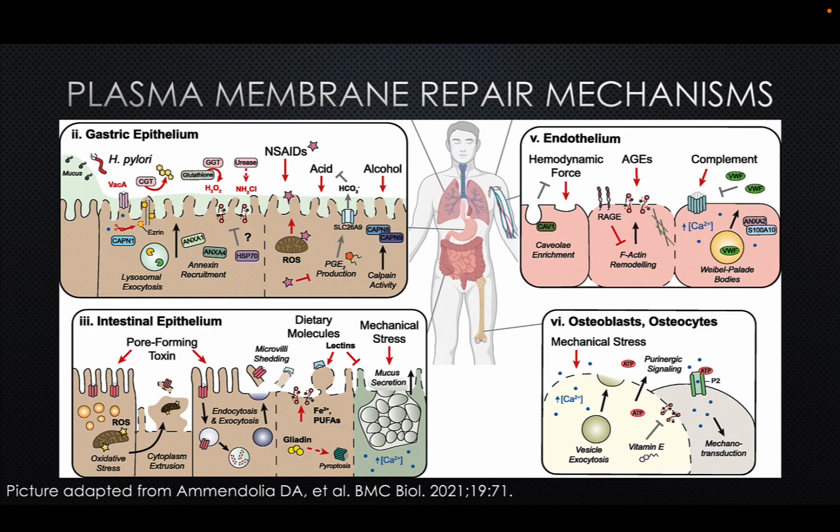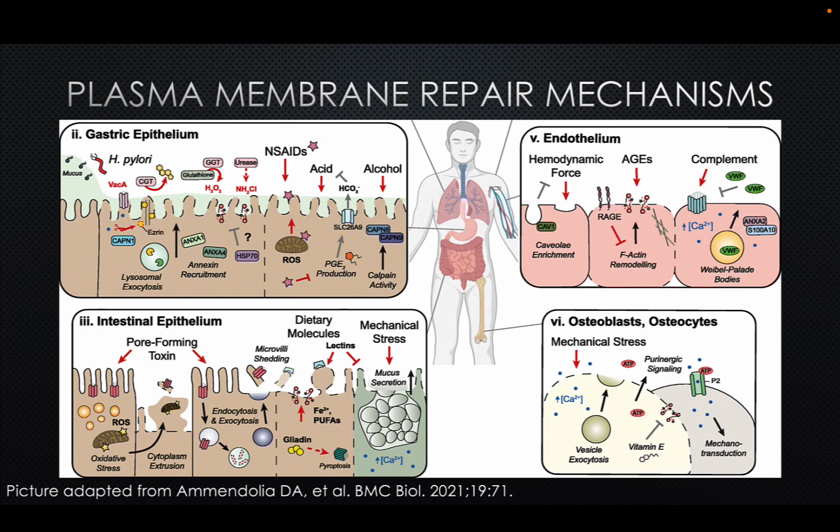Next, let's move to the upper right. Here we see an endothelium. So these endothelial cells line our blood vessels, and they're very important in buffering hemodynamic forces from our heart pumping blood throughout the body. And these tissues happen to be exposed to advanced glycation end products, or AGEs.